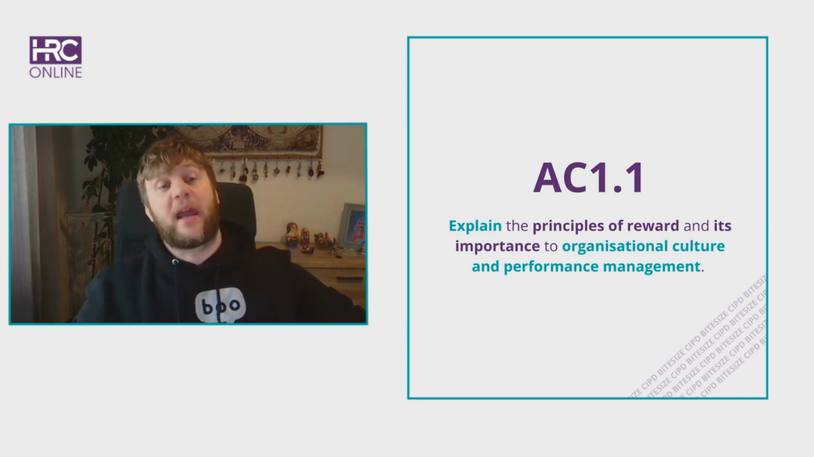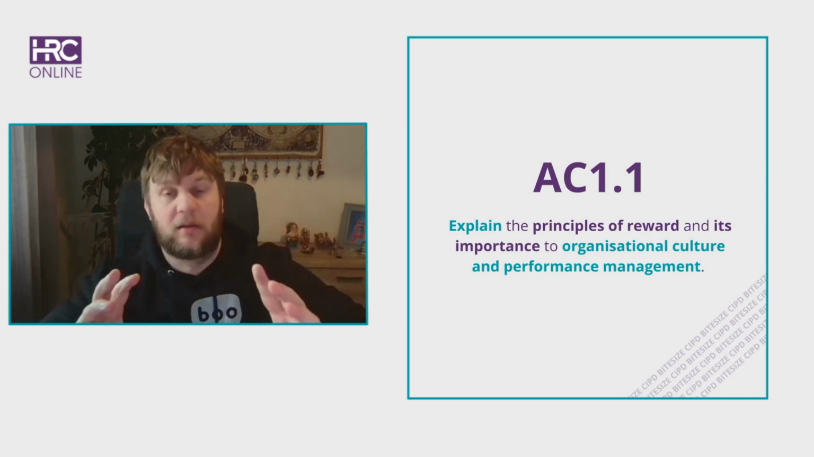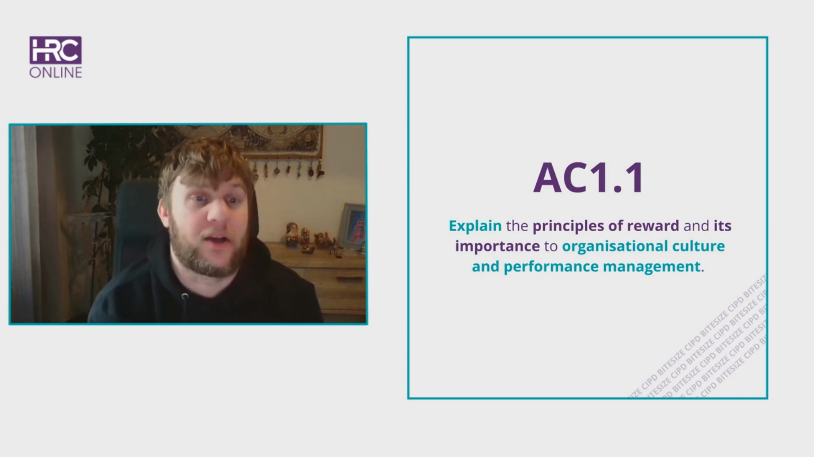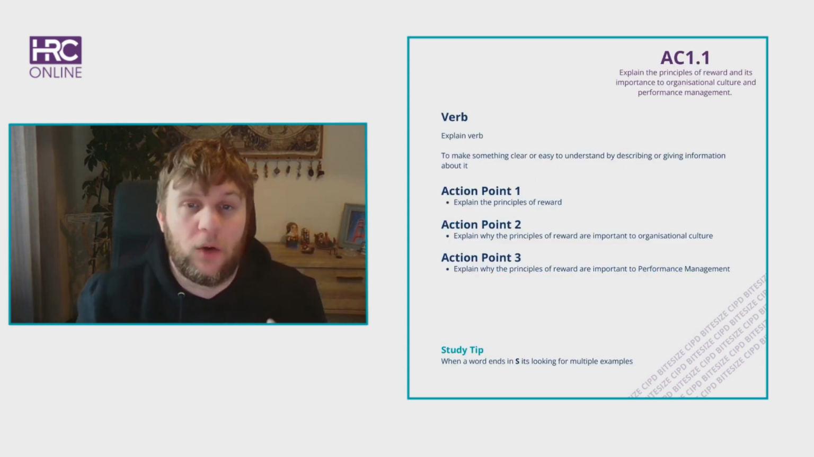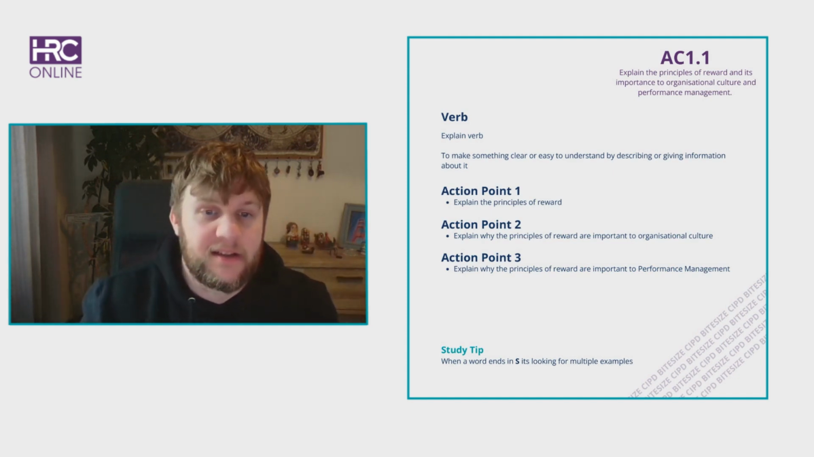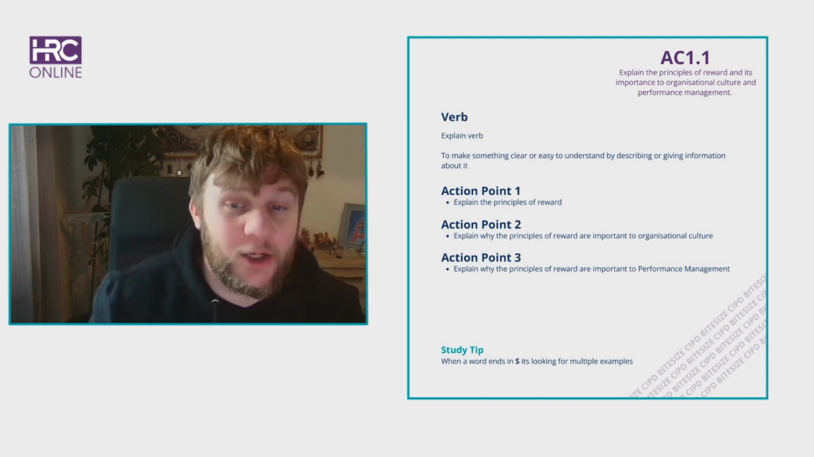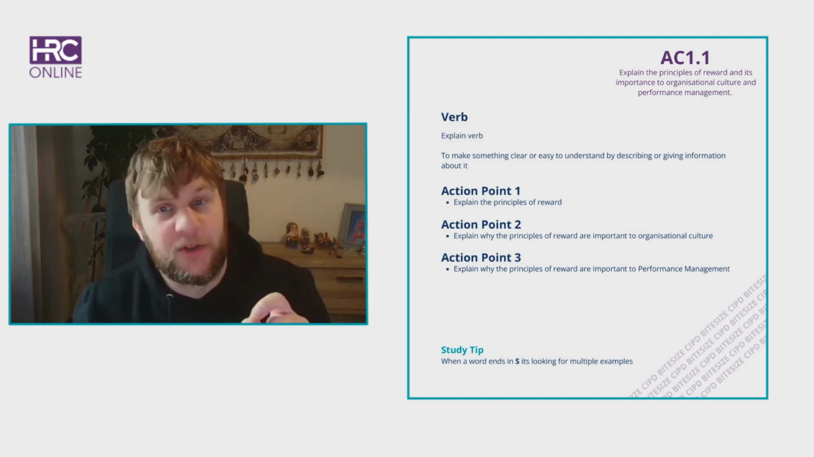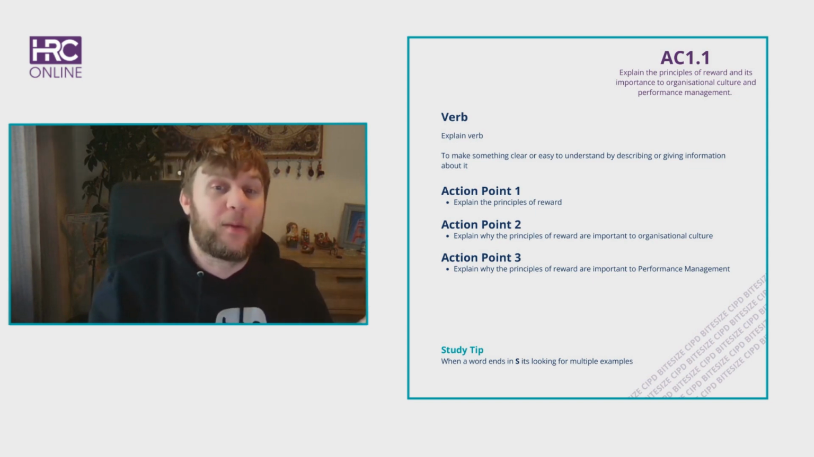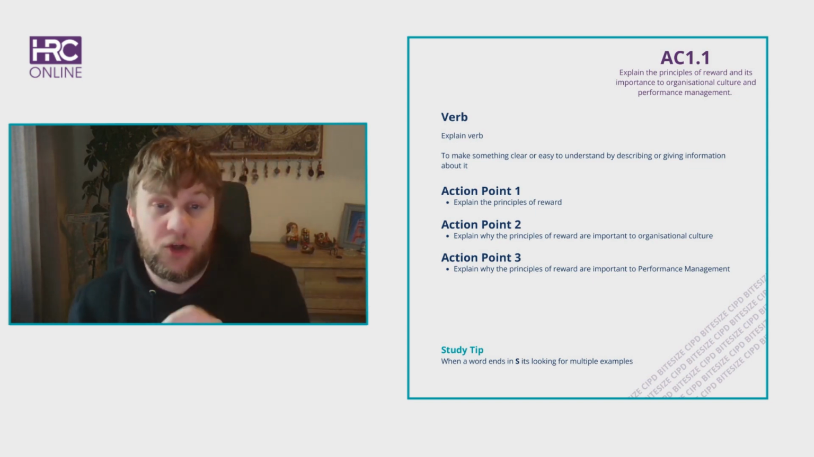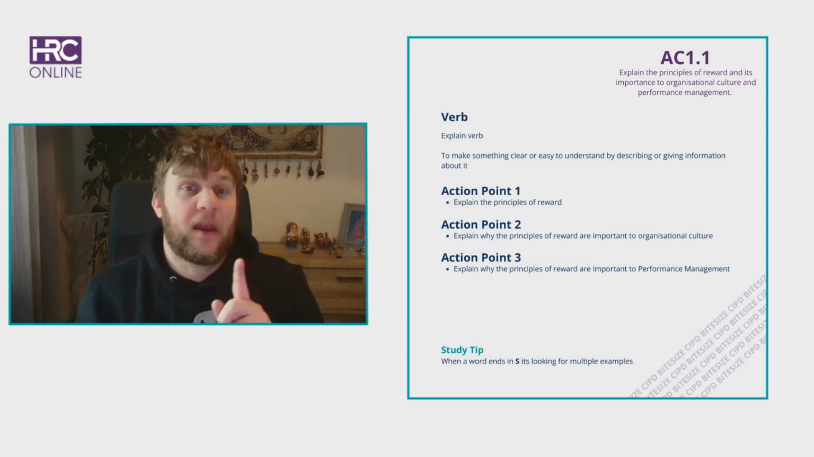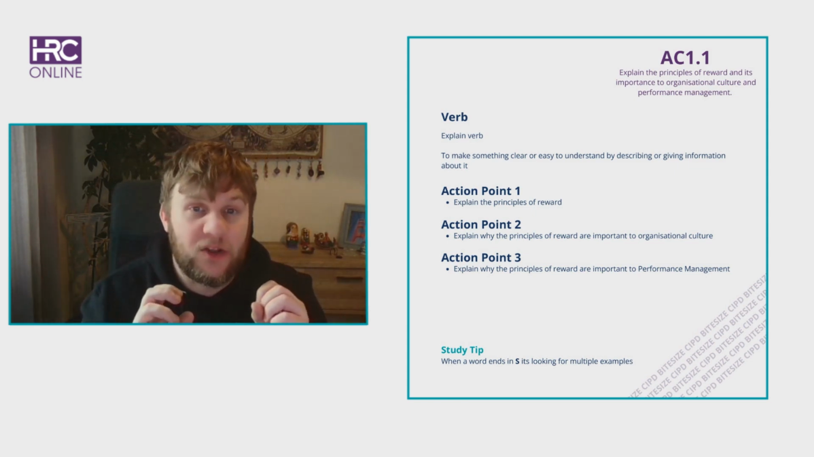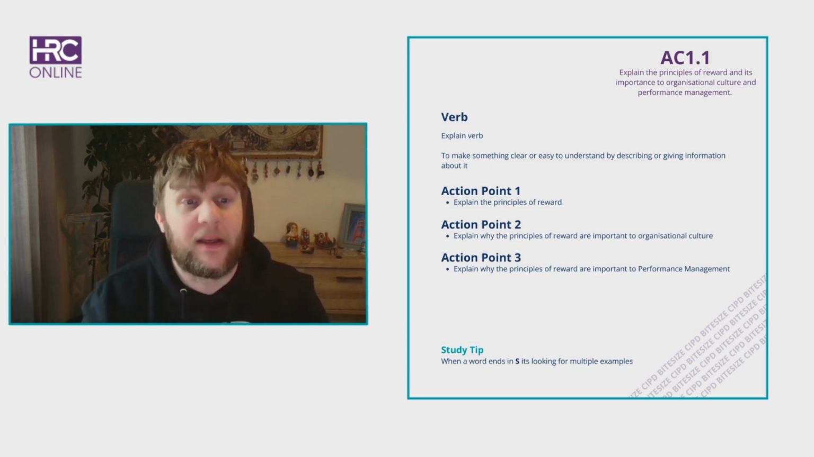So what we're going to do next in CIPD Bitesize is take this AC 1.1 and break it into action points. Action points are how we break down the question and then how we attack the question from there. So action point 1: explain the principles, multiple, S. You see there in study tips, when a word ends in S, it's looking for multiple examples. Explain the principles of reward. Explain why the principles of reward are important to organizational culture. Explain why the principles of reward are important to performance management. Explain, from a verb perspective, is to make something clear to understand by describing or giving information about it.